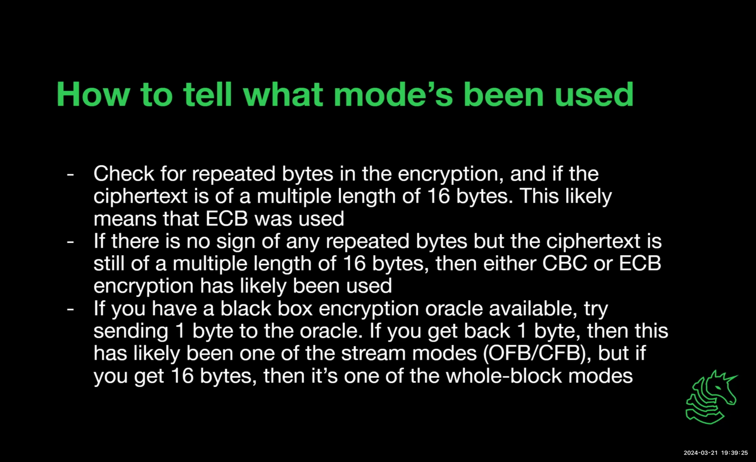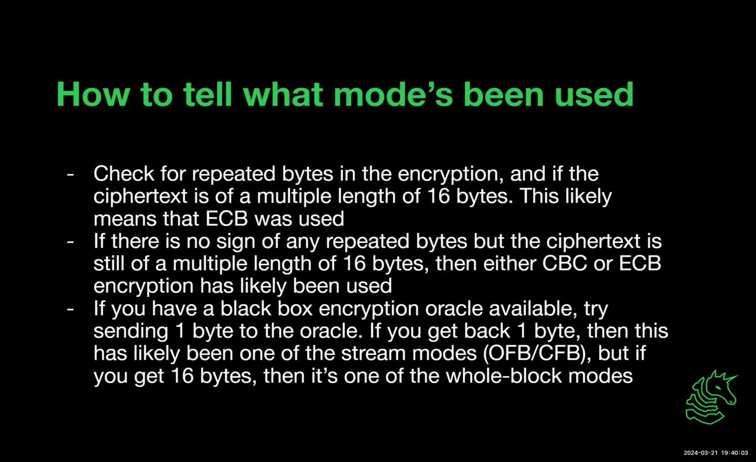Of course, this isn't enough because AES is still like a PRG, and it could have been totally random that they're the same. But if you have a plain text that's sufficiently large and you see repeated bytes of data in different sections or different blocks, then that's a high clue that you might have been using ECB encryption. And if there's no sign of any repeated bytes, but the ciphertext is still a multiple length of 16 bytes, then because CBC and ECB don't change the resulting ciphertext length, this means that CBC or ECB encryption has probably been used.